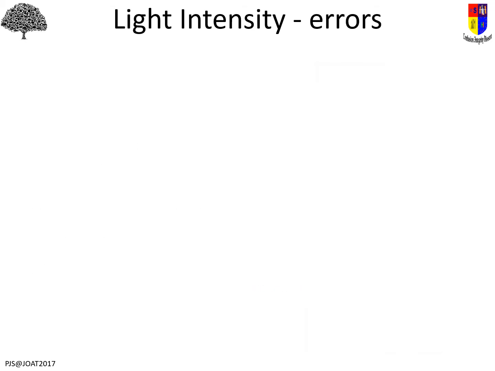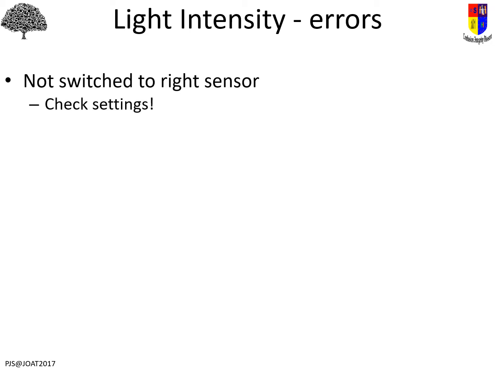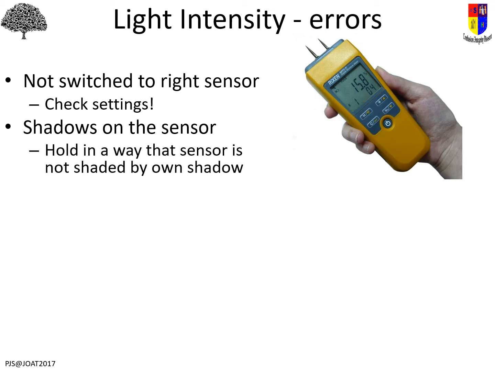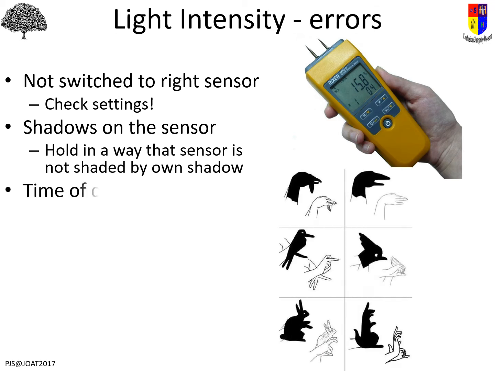So your problems with light intensity measurements are kind of obvious, but you need to be able to give at least one example and then how you would fix it. So here we go, you don't switch it to the right sensor. If you don't actually have it on the right setting, you can't be measuring light. Okay, shadows, that's quite common as well. The way you're standing can make a difference. You've got to make sure you know where the sensor is, so you're not shading it by your own shadow.